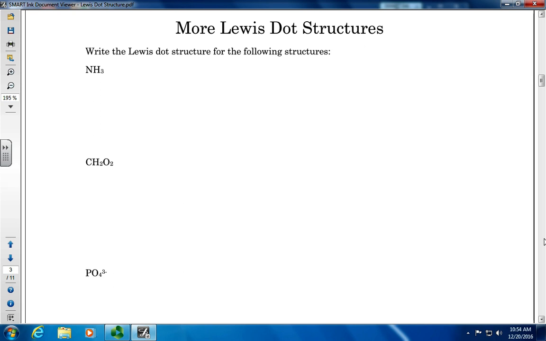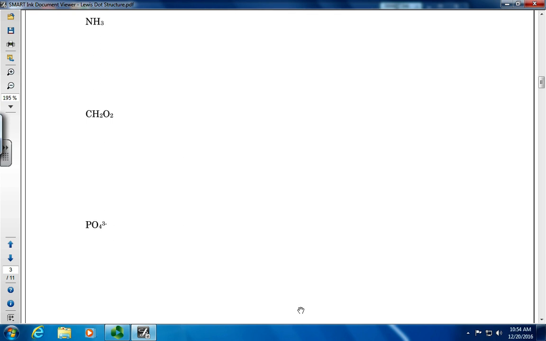So we're asked to write the Lewis dot structure for the following molecules. And the first one we have is ammonia, NH3. And again, you're going to have to refer to your periodic table of elements at any given moment to make sure that everything is making sense to you in terms of what I'm discussing in this next couple of minutes.